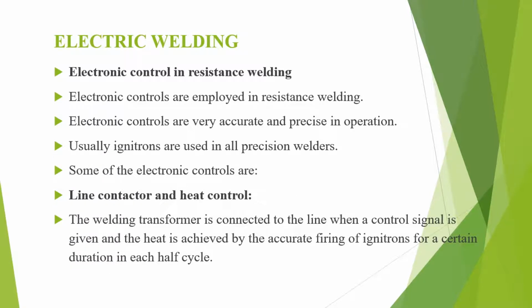Electronic control in resistance welding. Electronic controls are employed in resistance welding. They are very accurate and precise in operation. Usually ignitrons are used in all precision welders. Some of the electronic controls are line contactor and heat control. The welding transformer is connected to the line when a control signal is given, and heat is achieved by the accurate firing of ignitrons for a certain duration of time in each half cycle.